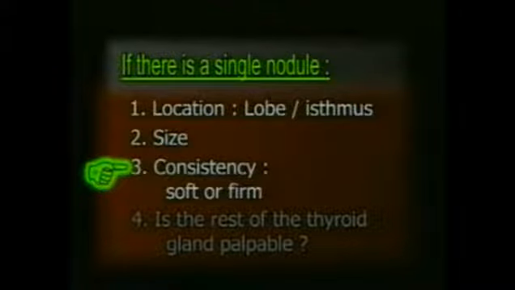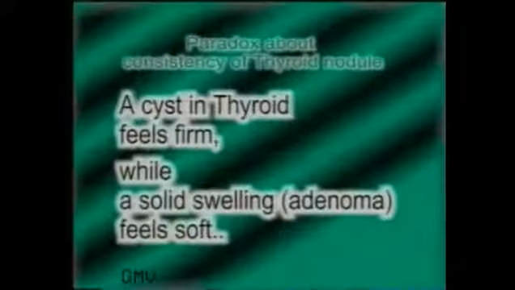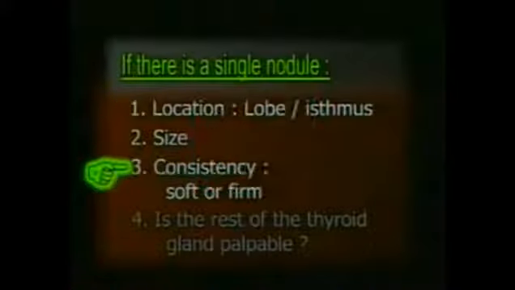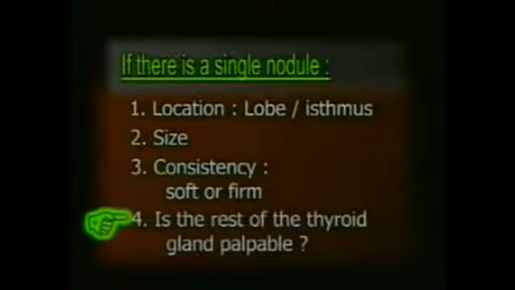A paradox about the consistency of thyroid nodule should be noted and remembered here: a cyst in thyroid feels firm, while a solid swelling, that is an adenoma, feels soft. Because adenomas, being highly cellular, are soft, while cysts with fluid under tension feel firm as compared to the normally soft thyroid. After palpating the nodule, try to palpate the rest of the thyroid gland.